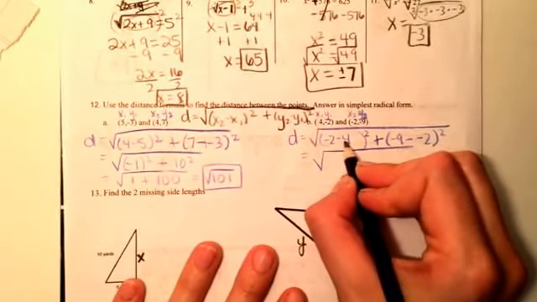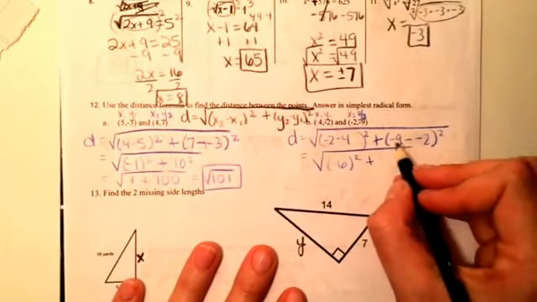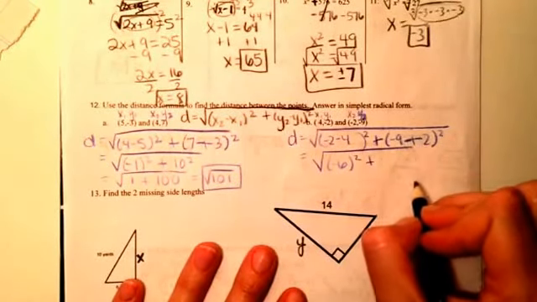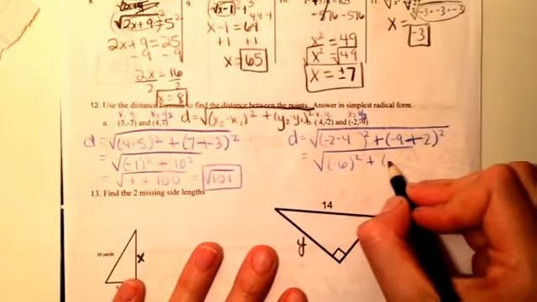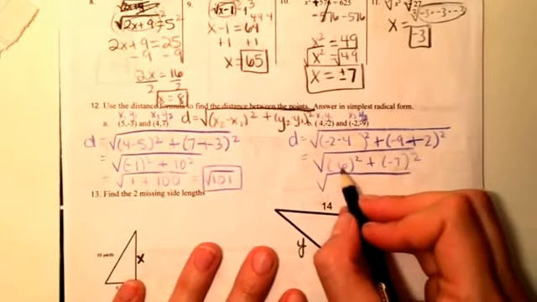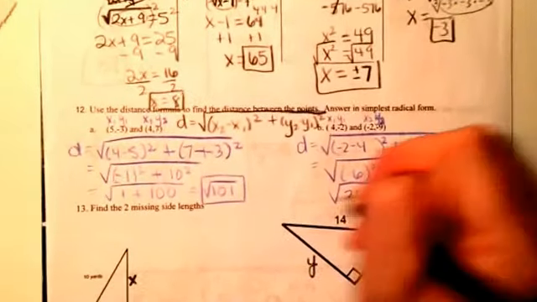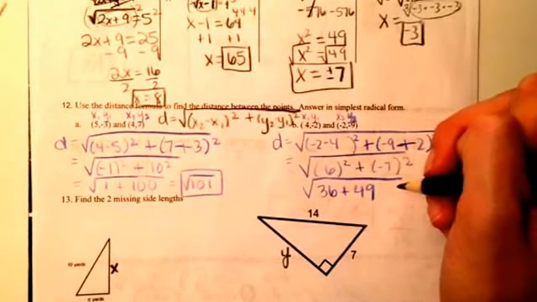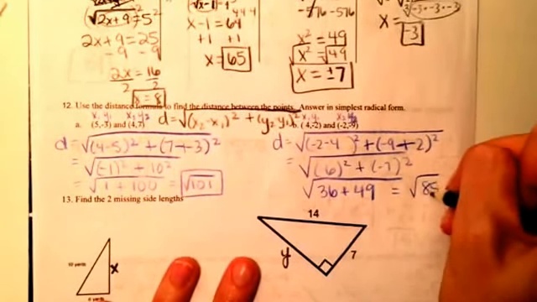Negative 2 minus 4, that's negative 6 squared, plus negative 9 minus negative 2. Remember that minus negative turns into a plus, only if they're right next to each other here. Negative 9 plus 2 is negative 7 squared. Square root of negative 6 squared, which is 36, plus negative 7 squared, that's 49. So we get the square root of 85.